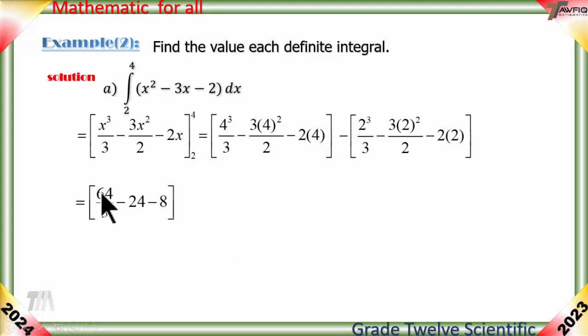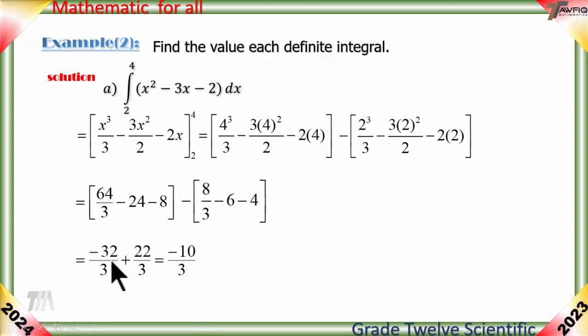Simplifying, 4 cubed is 64 over 3, minus 4 squared is 16, 16 divided by 2 is 8, 8 times 3 is 24, minus 2 times 4 is 8. And 2 cubed is 8 over 3, minus 2 squared is 4, cancelling 4 with 2 becomes 2, 2 times 3 is 6, minus 2 times 2 is 4. Simplifying this, it becomes minus 32 over 3 plus 22 over 3. It becomes minus 10 over 3.